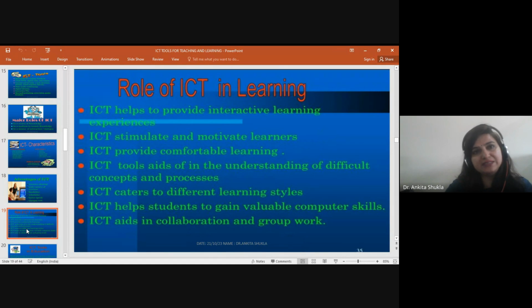The role of ICT in learning. The ICT helps to provide interactive learning experiences. ICT stimulates and motivates learners. ICT provides comfortable learning. ICT tools aid in the understanding of difficult concepts and processes. ICT caters to different learning styles. ICT helps students to gain valuable computer skills. ICT aids in collaboration and group work.